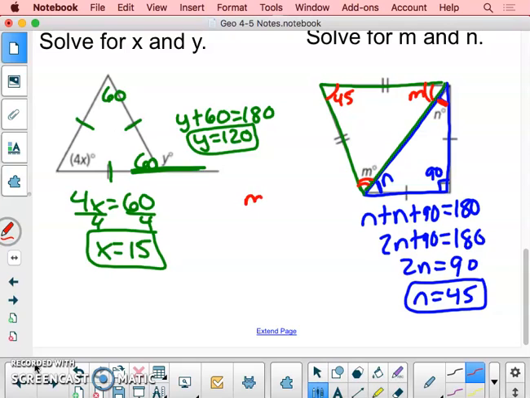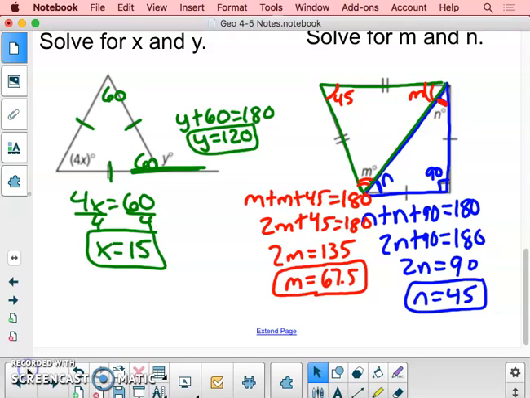I can do m plus m plus 45 equals 180, or 2m plus 45 equals 180, and then solving that gives you the answer of 67.5.